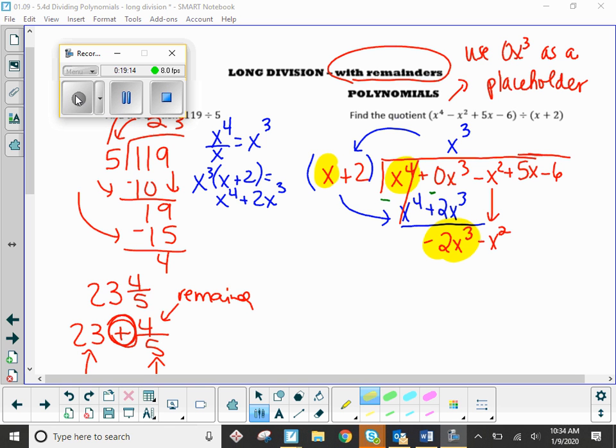Because you can know exactly what you're supposed to be doing. One arithmetic mistake messes everything up after that. So we're all good to this step, right? So then the next step is negative 2x cubed over x. And what did you get there? Did you get negative 2x squared? And that goes here.